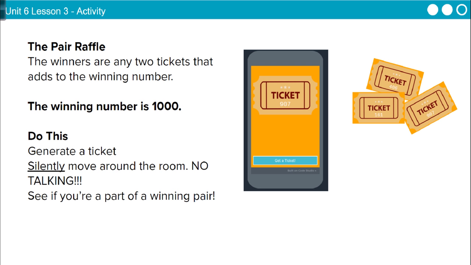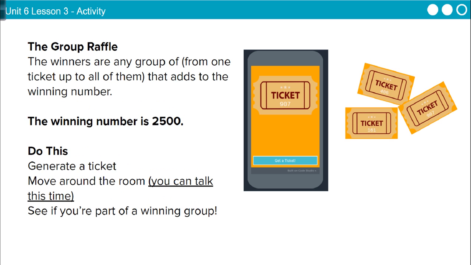So we're going back to this. You have a winning number is 1,000, and it says generate a ticket. Silently move around the room, no talking. See if you can find a winning partner. Okay, and again, the way you win is the two ticket numbers add to the winning number. So if I had 500 and someone else had 500, we're winners. Okay, so that's what you're supposed to do.